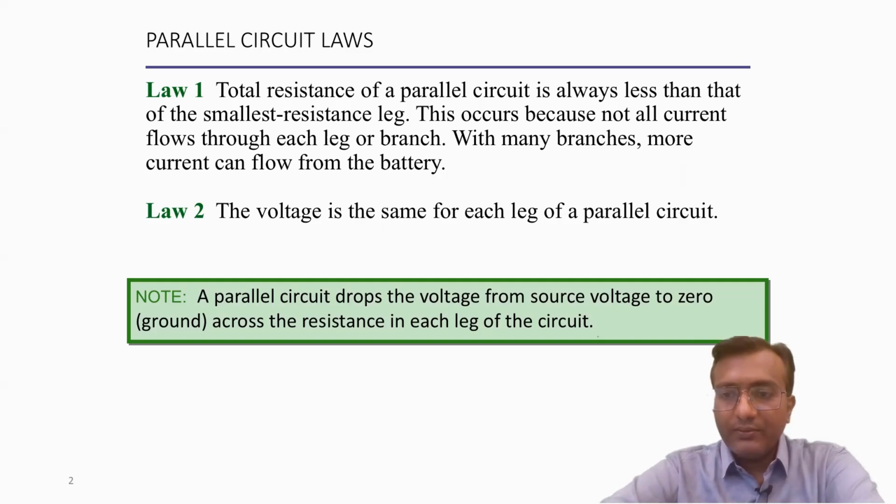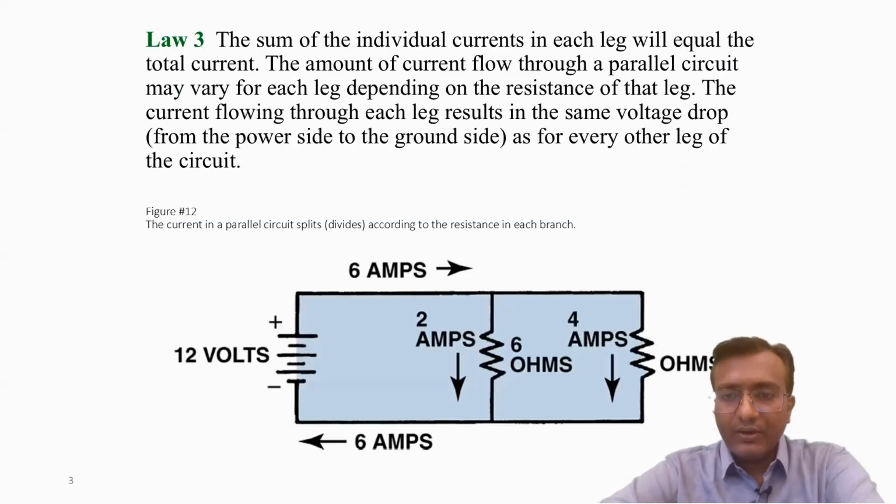Law number 1: the total resistance of a parallel circuit is always less than that of the smallest resistance leg. This occurs because not all current flows through each leg or branch. With many branches, more current can flow from the battery. Law number 2: the voltage is the same for each leg of a parallel circuit. And law number 3: the sum of the individual currents in each leg will equal the total current which is going from the battery.